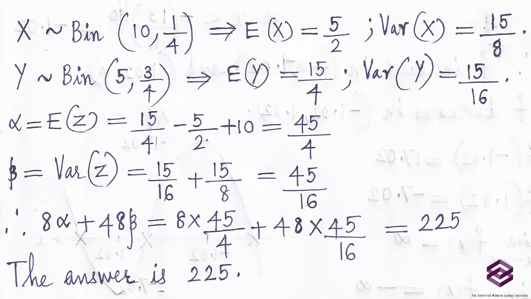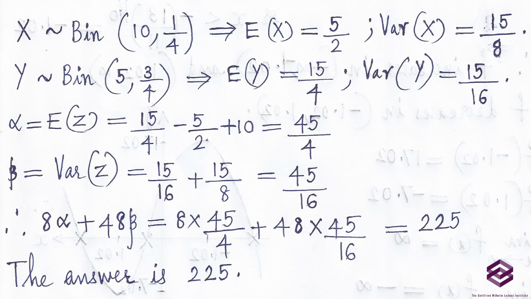It finally turns out that x is a binomial random variable having the parameters 10 and 1 by 4. Y also is a binomial random variable having the parameters 5 and 3 by 4. Now we can easily find out the expectation of x and expectation of y, also variance of x and variance of y. Now alpha is given to be expectation of z.